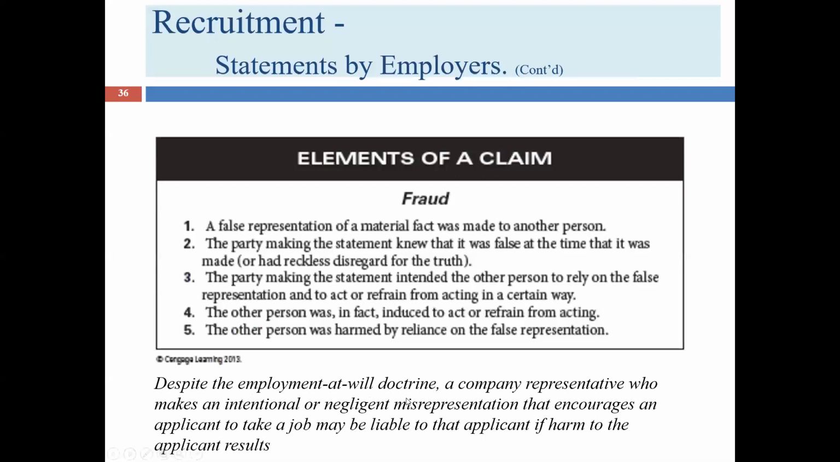So, despite the employment at will doctrine, a company representative who makes an intentional or negligent representation that encourages an applicant to take a job may be liable to that applicant if harm to the applicant results. So, the employment at will doctrine doesn't remove all of the types of fraud claims that the person might make. I'll do a little reminder here.